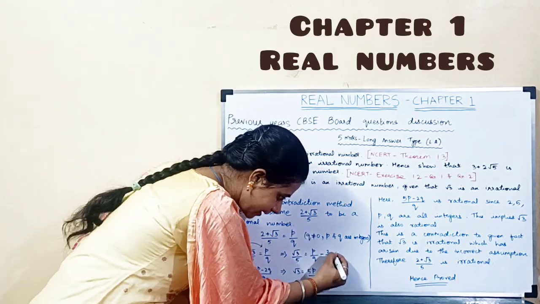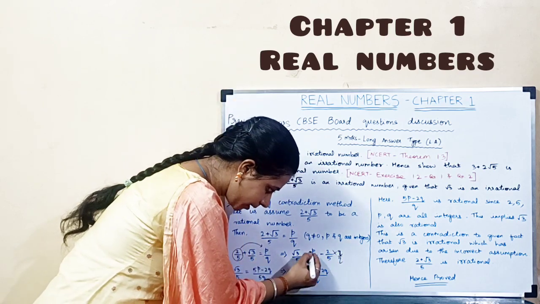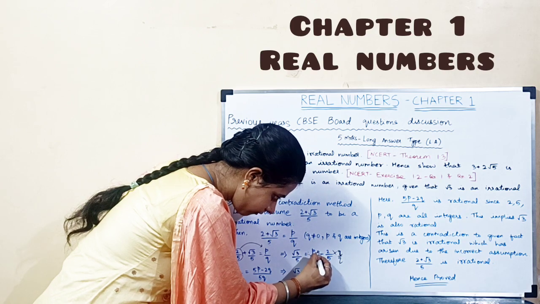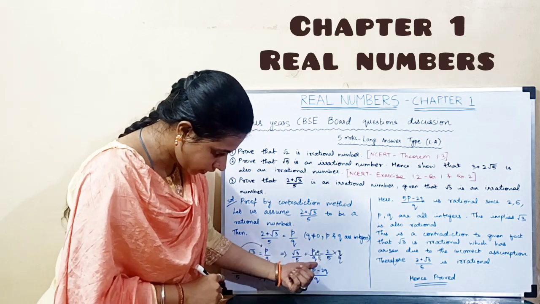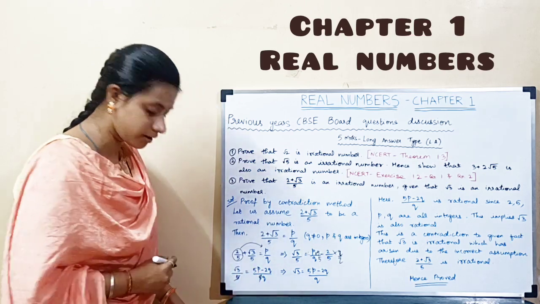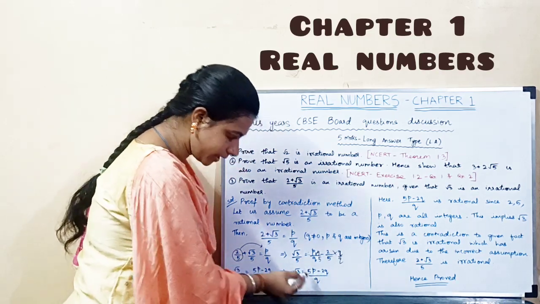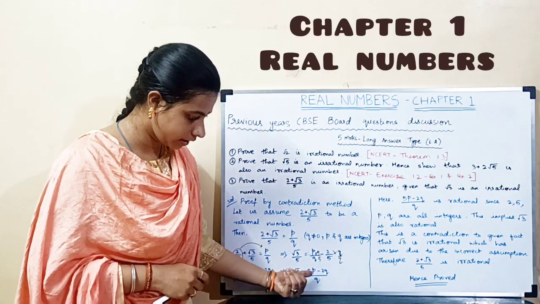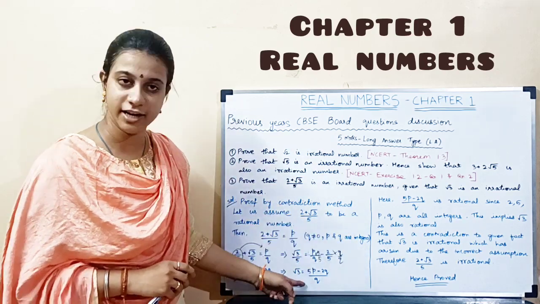Here we will take LCM. 2 by 5 into q by q, p by q into 5 by 5. So we will get root 3 by 5 equal to 5p minus 2q divided by 5q. And now we can cancel 5, which is common in the denominator of both sides. So we will get root 3 equal to 5p minus 2q by q. Here you see, we already know 2, 5, p, q. All these numbers are integers. So this combination is rational.